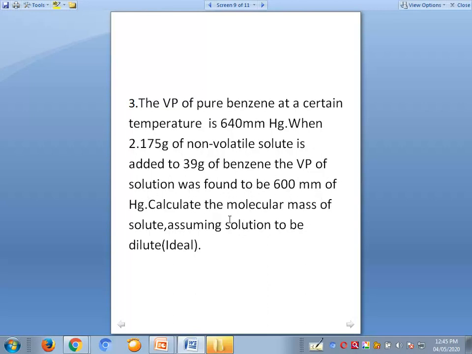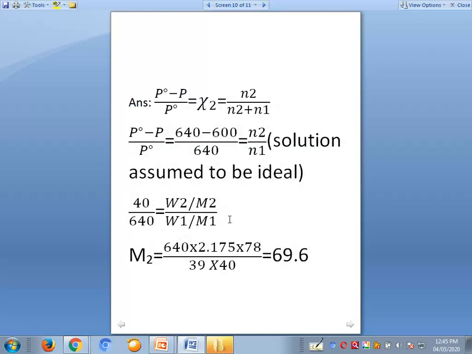So calculate the molecular mass of solute, that is either MB or M2, right? So how to solve this one? Now we know the formula, that is P naught minus P divided by P naught is equal to mole fraction of component B or 2. This is also equal to number of moles of component B divided by number of moles of components of solution. So I think this formula we studied during the concept explanation of mole fraction. Mole fraction is equal to the number of moles of solute to the total number of moles of solution.